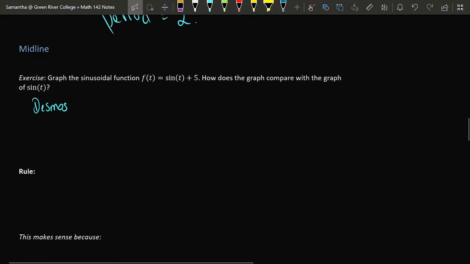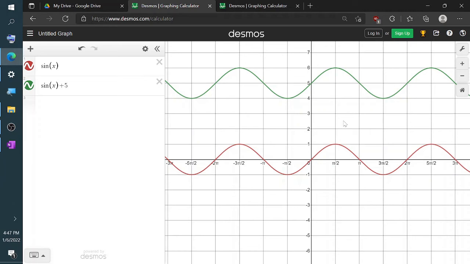Let's figure out what feature of the function influences the graph's midline. Now, I remember from the exercise at the end of yesterday that there seemed to be a relationship between the midline and the number that was being added or subtracted to the output of sine. So let's have a look at what happens when you take sine of t and add a number to it, for example, add 5.